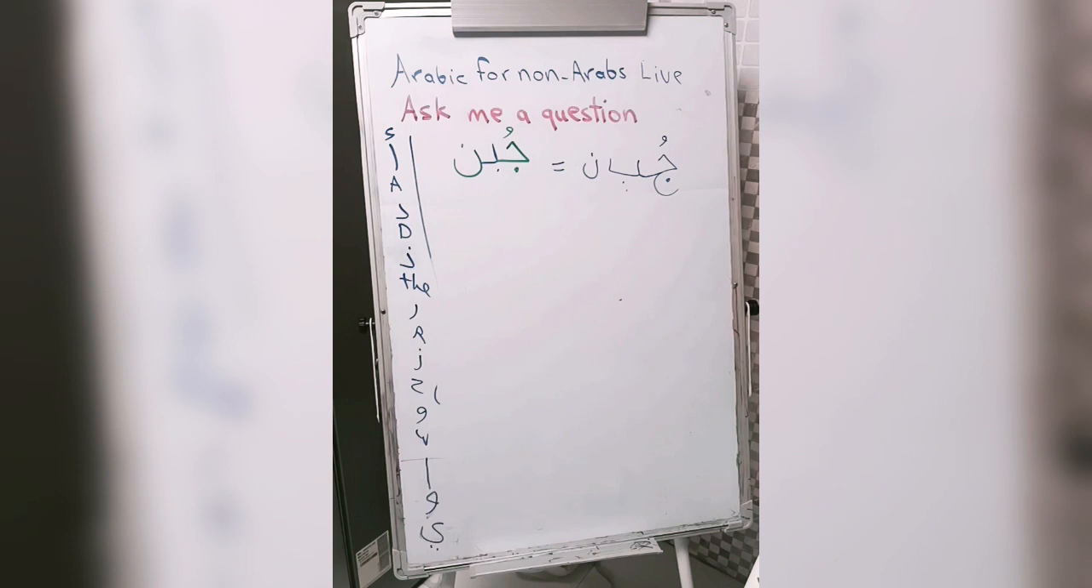Yes. We said before, if there is nothing on top of a letter, it's a naked one, so we say only silent. Jub, jub, jub, jubin, jubin. Okay? Yes, another word.